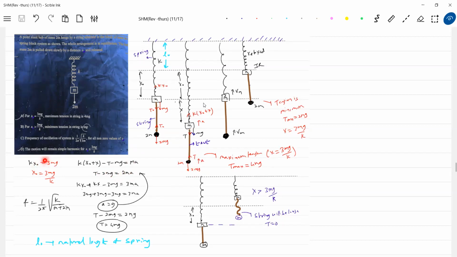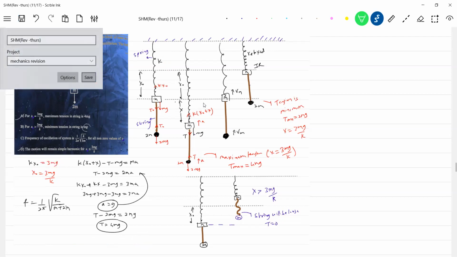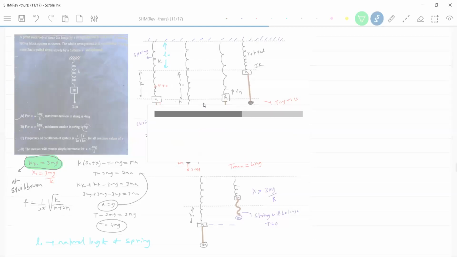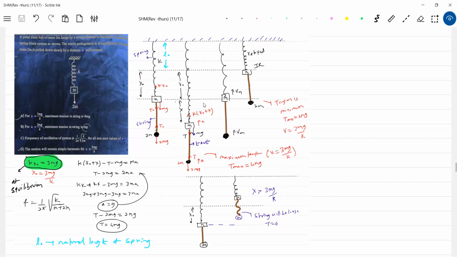Since we know from equilibrium, kx naught equal to 3mg. This is an equilibrium. Either imagine or draw a diagram, two options are there for you. This is very important. So solving this, eliminating this, we'll get acceleration equal to g.